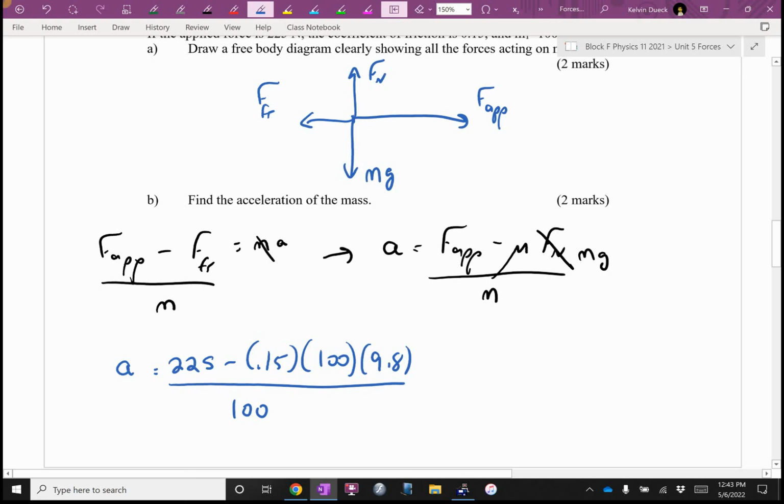It might be accelerating. How would I tell if I guessed the wrong winner? When I solved for a, it would be negative. Don't panic. I just go back, change the lengths of some of my arrows, and redo my free body diagram with a different winner. It's a pretty quick fix.